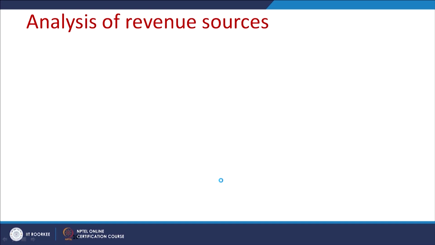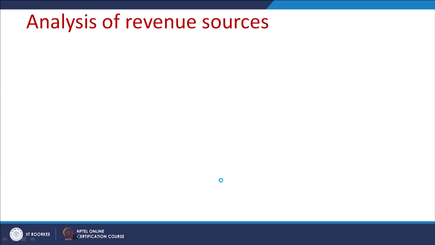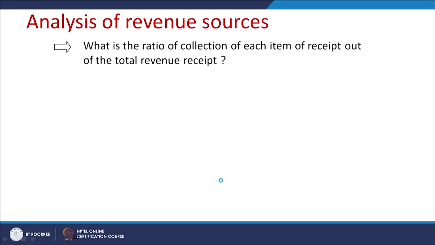Now, based on this, let us analyze what kind of problems are there. We have to ask questions like: what is the ratio of collection of each item of receipt out of the total revenue received? For every infrastructure and service, for running those services we need to spend some money, and we have to invest some money and get some return. So, what is the ratio between these two?